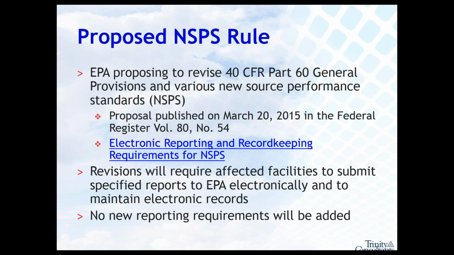We'll talk a little bit right now about the proposed new source performance standard rule. This rule modifies the general provisions in several individual new source performance standard subparts, or as proposed it would. It was originally proposed last year in March, and you can see a version of that in the Federal Register. It specifies specific reports under these rules that would have to be submitted electronically. EPA is quick to clarify, though, that this rule does not actually add any additional reporting requirements, it just makes the reporting requirements electronic if it's promulgated as proposed.